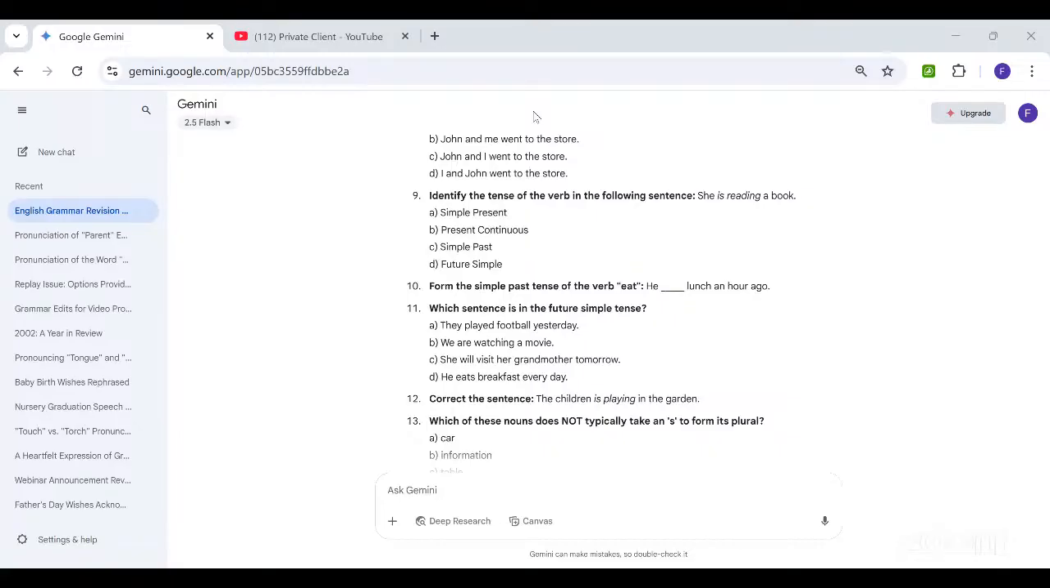Number 10. Okay, we're done with number 10. Number 11. Which sentence is in the future simple tense? They played football yesterday. We are watching a movie. She will visit her grandmother tomorrow. He eats breakfast every day. Simple future tense.